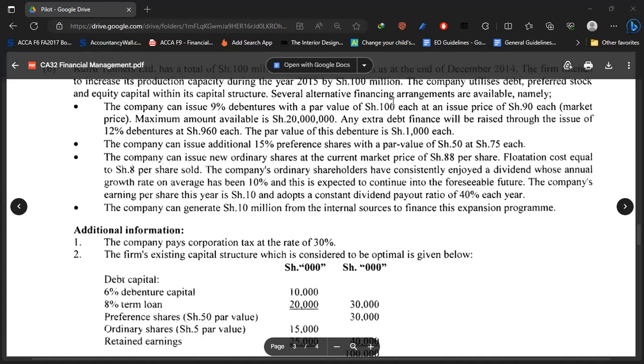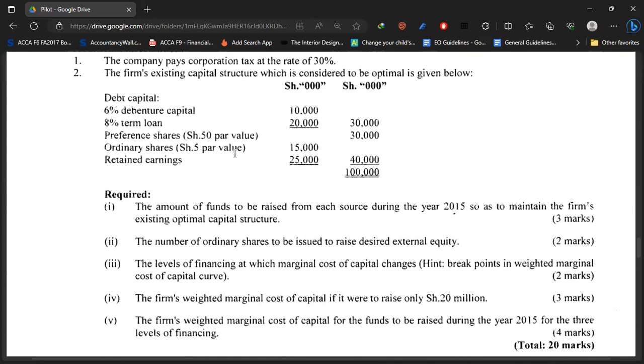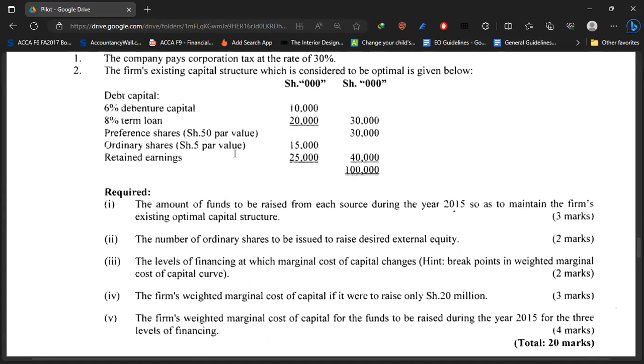Debt capital: 6% debenture capital, 10,000; 8% term loan, 20,000, and 40,000 in total. Preferred share, 50 shillings par value, 40,000. Ordinary share, 5 shillings par value, 15,000. Retained earnings, 25,000, and 40,000 in total. Then the total is 100,000.